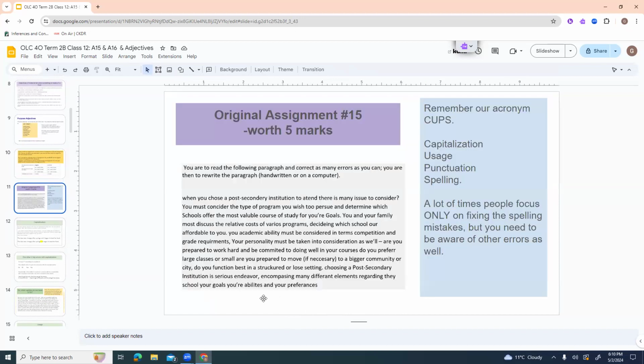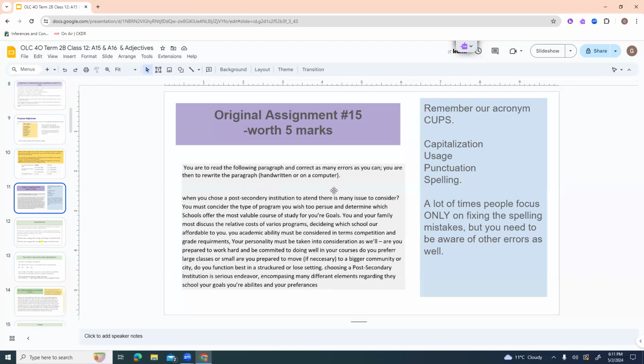Okay, so here's the original version of number 15. It's worth 5 marks. Basically, you read through the following paragraph and you correct as many errors as you can. You are then to rewrite the paragraph. You can handwrite it or do it on a computer, basically because it's a lot easier for me to read. It's fine to go through and do all the little corrections here, but it can sometimes be very challenging to read when people hand me that, especially because it's coming to me usually photocopied. It doesn't always photocopy properly.